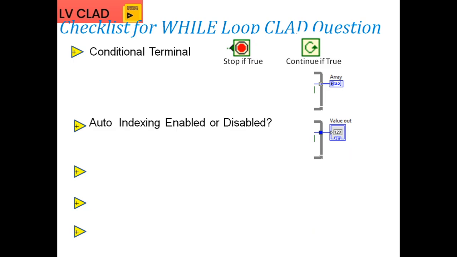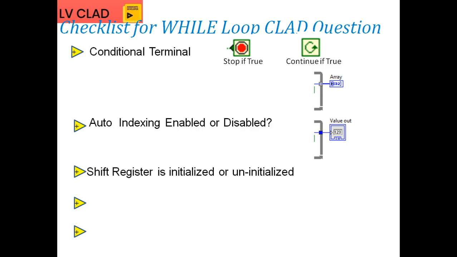Whether auto indexing is enabled or disabled. You can see that in the wire too. It is a thick wire or a normal wire, so auto indexing is either disabled or enabled. By default, a while loop does not have auto indexing enabled. It is disabled alone.